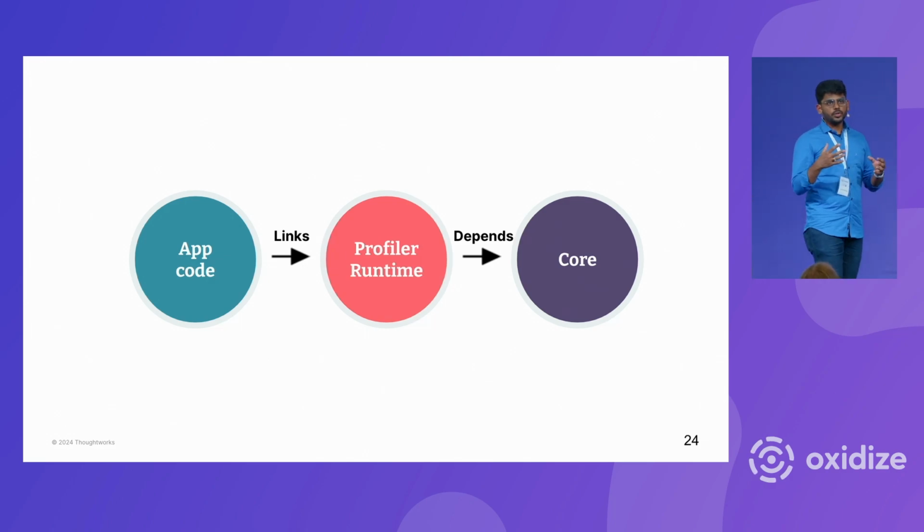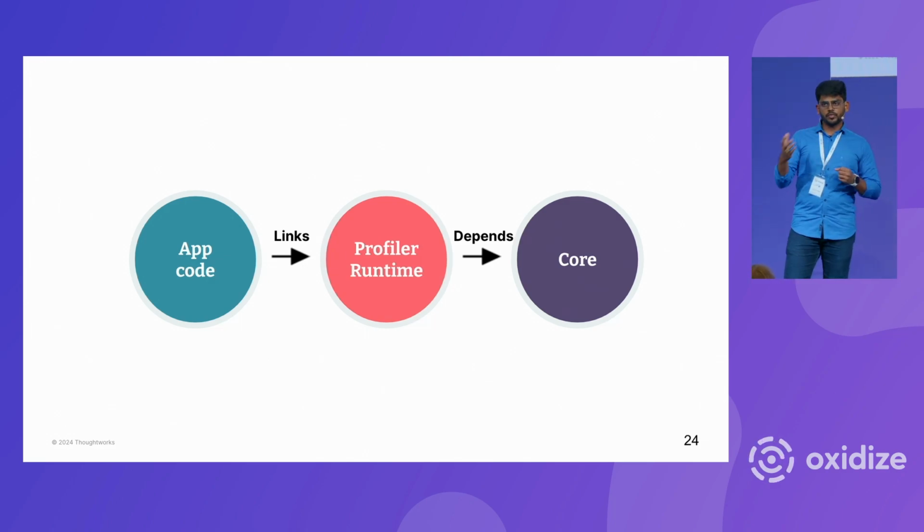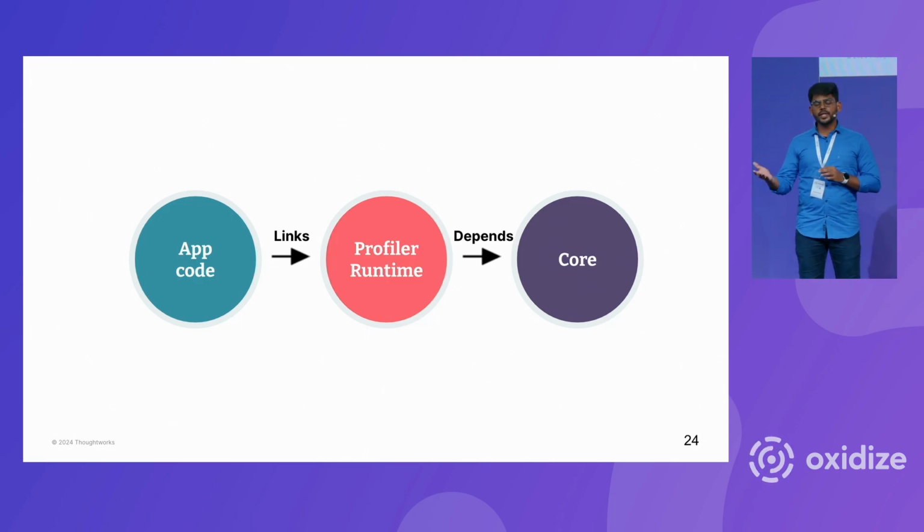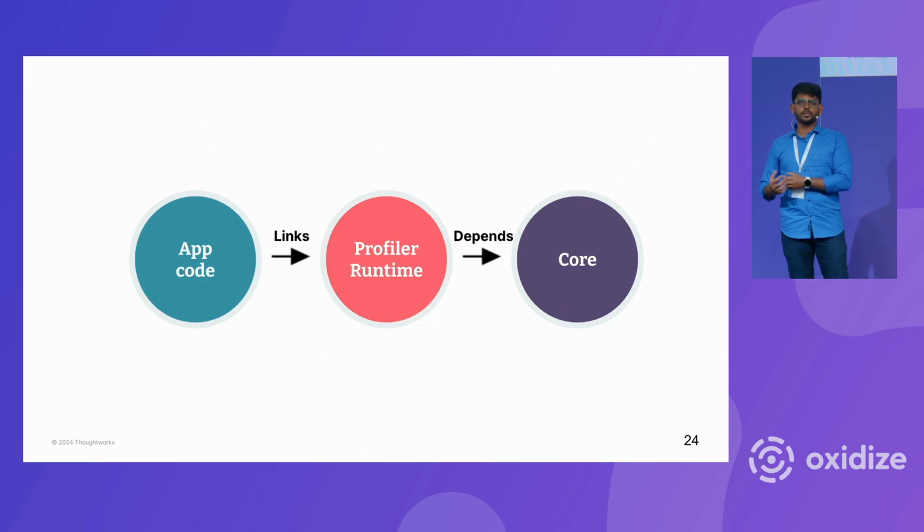We have the app code, and then you have this profiler runtime. So you need the profiler runtime. Your app code links to that. And you have this core. So this core here is the Rust core library, which the profiler runtime depends on.